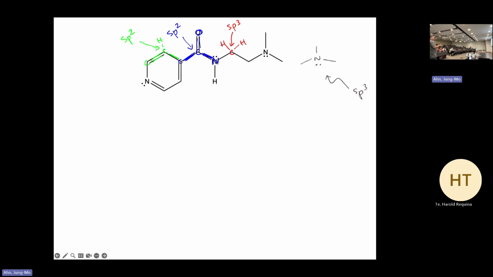What about that nitrogen right there? That nitrogen is bonding with this carbon, bonding with that carbon with a single bond, bonding with the hydrogen, and has a lone pair. This looks exactly the same as that one, if you only look at this vicinity. That looks the same. If that's an sp3, this also has to be sp3, right? And the answer is no, it is sp2 hybridized.